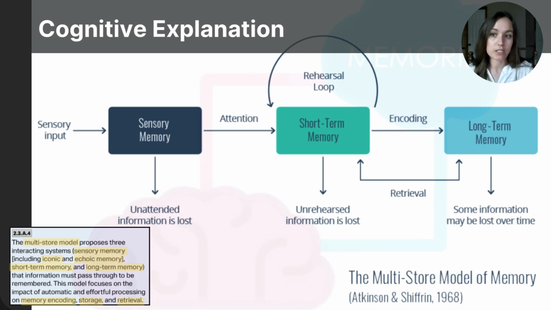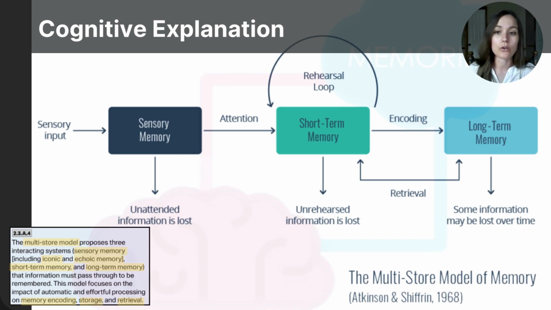Now, there are three additional terms related to the multi store model, and these are encoding, storage, and retrieval. And I'll define them here, but I actually will have entire videos devoted to each of these steps. Encoding is the word used to describe the process by which information goes into the memory system. Storage is the word we use to describe the process by which information is retained or held or kept in our memory over time.